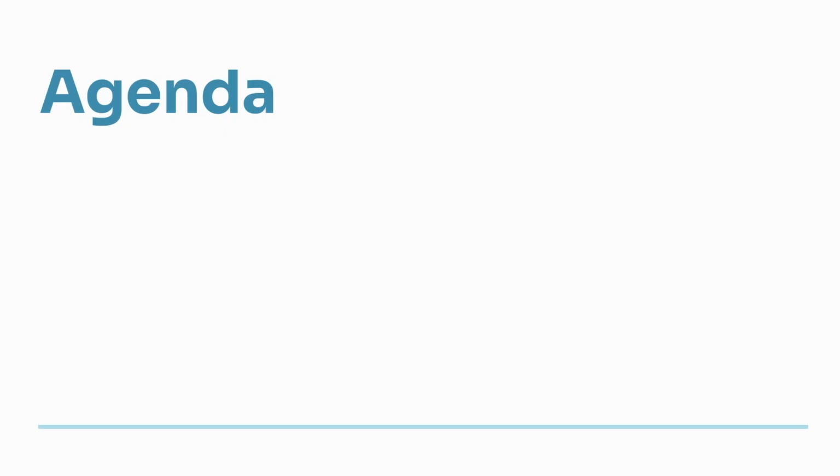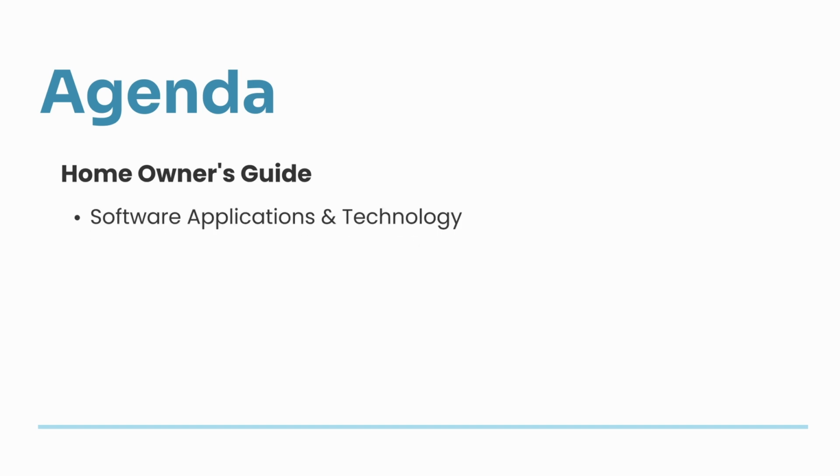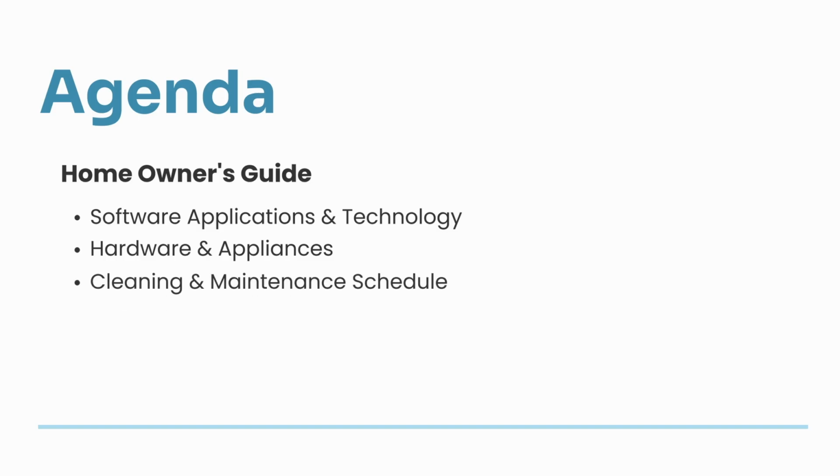Let's review our agenda for today. So first, we are going to go over that homeowner's guide. And in here, we're going to capture all of your details for your real estate property regarding software applications and technology, any hardware and appliances, the cleaning and maintenance schedules. We're going to log all of that detail in here. And then we have a bunch of very important details that do not necessarily go under one clean category. So they go under the miscellaneous category. And then you have the ability to add any custom information that you would like to capture for your property.